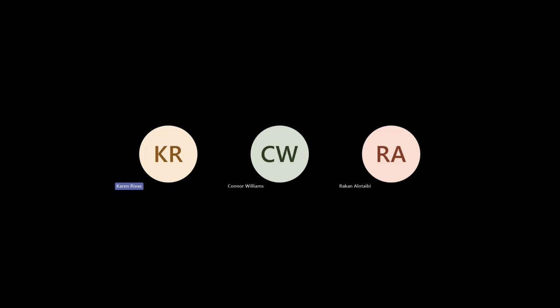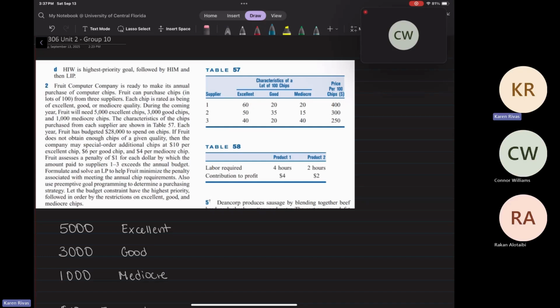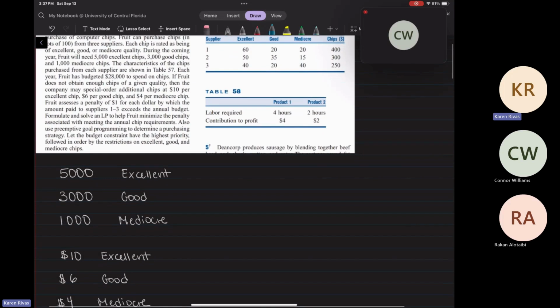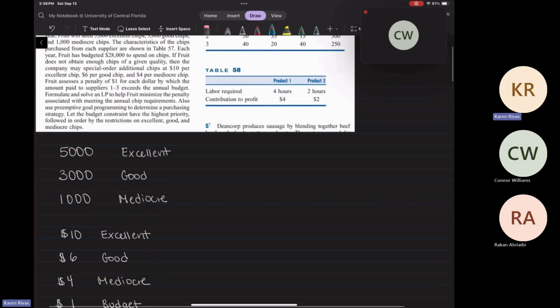We are group number 10, and we are going to be solving problem number 2. Within the problem, there is a fruit computer company that has requirements for the quantity of quality of chips: excellent chips, good chips, and mediocre chips. Their first requirement is that there are 5,000 excellent chips, 3,000 good chips, and 1,000 mediocre.